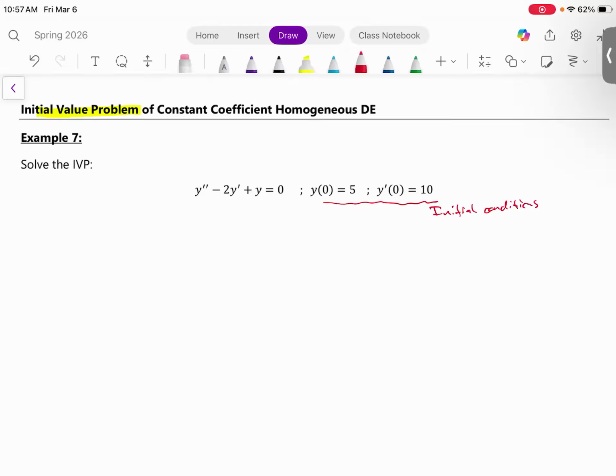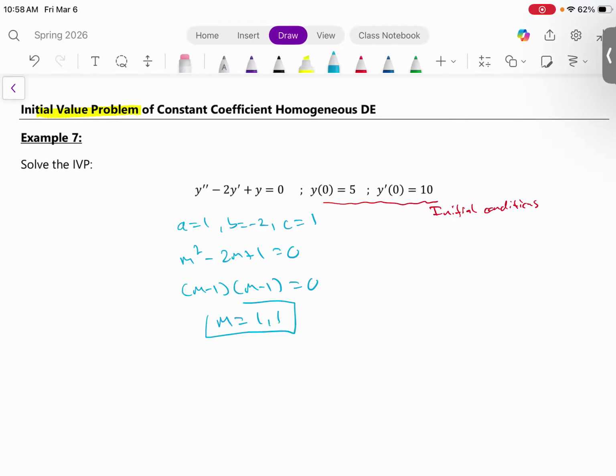Okay, so the first thing I want to do, this is a constant coefficient DE. I want to just use the auxiliary equation to solve it. So we have A equal to 1, B equal to -2, and C equal to 1. So when I set up my equation, I get m squared minus 2m plus 1 equals 0. This factors cleanly into m minus 1 times m minus 1. So luckily, no complex roots to use a quadratic formula. And so what I have here is repeated roots, 1 and 1.